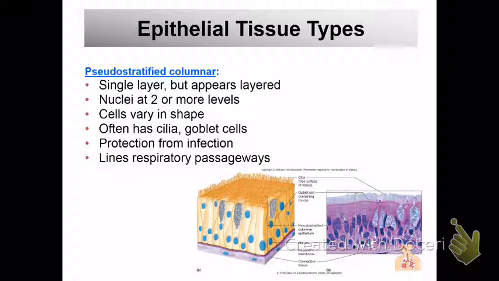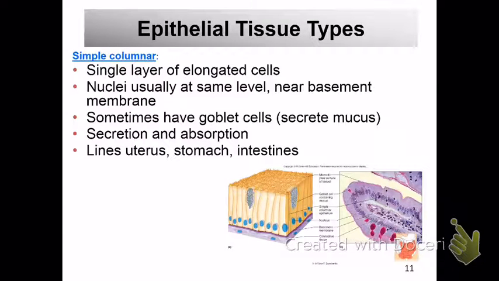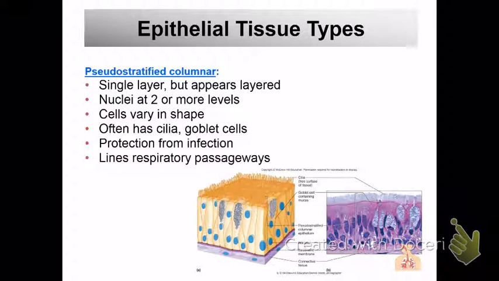Pseudo-stratified columnar. Okay, I already told you that pseudo means false. False layering, that's what that word means. And so when the nuclei are at all different levels, look at this picture, how the nuclei are all at one level. It looks like one layer. Well, in this picture, when the nuclei are at different levels, it looks like it could be different layers. So it is one layer, but it appears like more. So that's why it's false layered, pseudo-stratified.